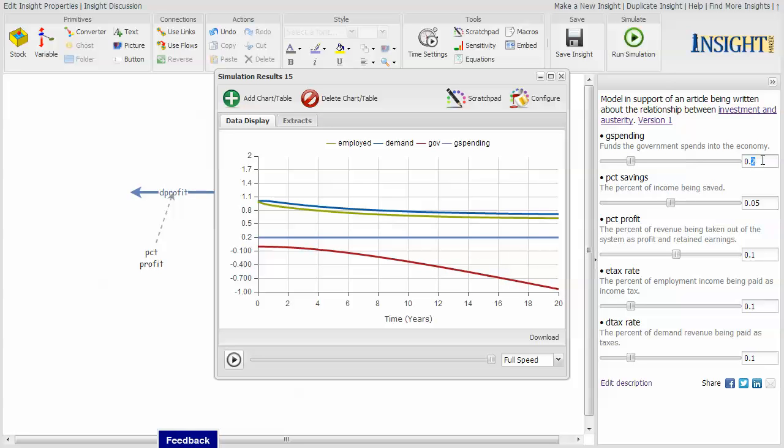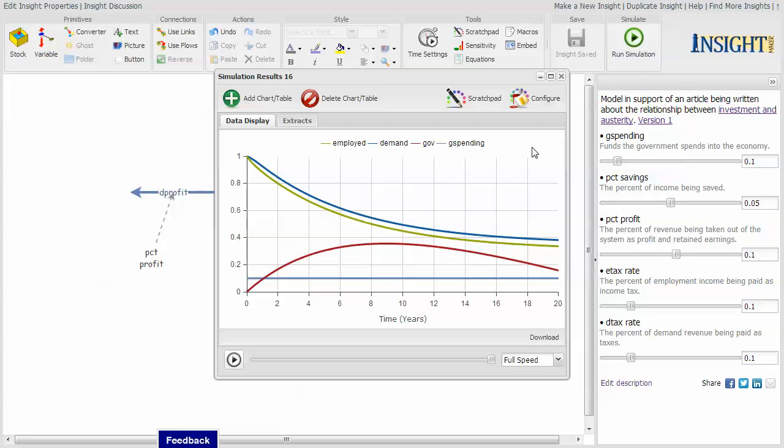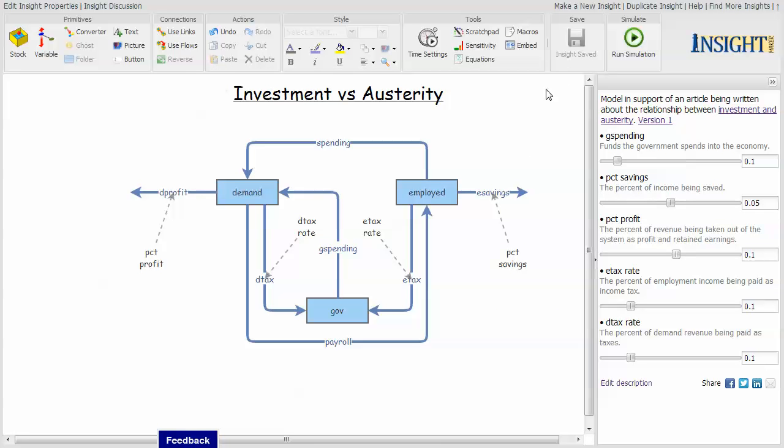Let me try 0.1. Still not, but you need to play with the numbers. Getting to a point where the government is simply spending what it's taking in has a marked negative impact on the economy, because money is being taken out of the flow by savings and profit.